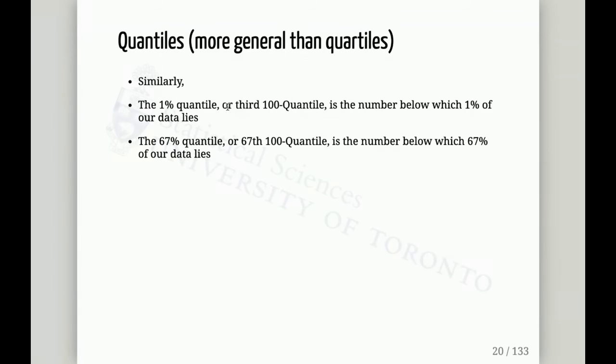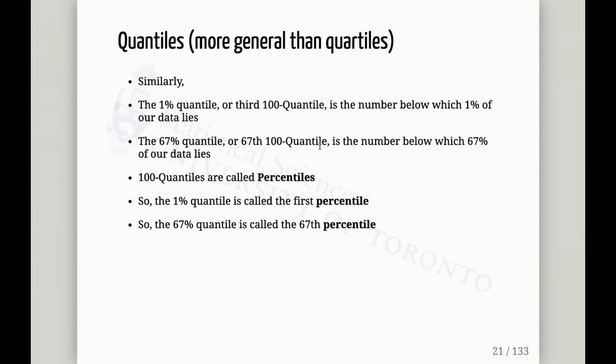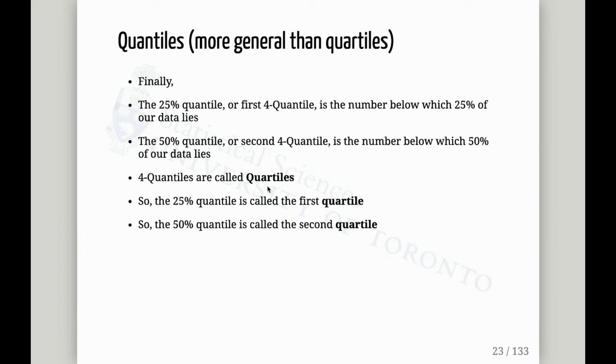And then similarly, the 1% quantile, or the first 100-quantile, this should be first, that's a typo, is the number below which 1% of our data lies. The 67% quantile is the number where 67% of our data lies under it. If I break the scale into 100 pieces, each one is called a percentile. So the 1% quantile is the same as the first percentile. And then finally, quartiles each cover 25%. So the 25% quantile, or the first 4-quantile, is the number below which 25% of our data lies. 4-quantiles are called quartiles because they break the 100 scale into 4. And the 25% quantile is the same as the first quartile.